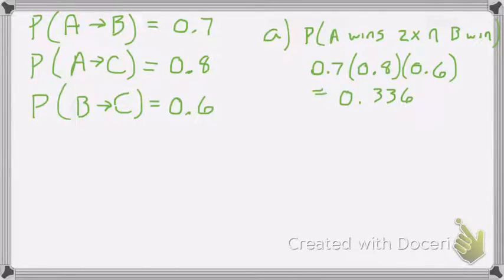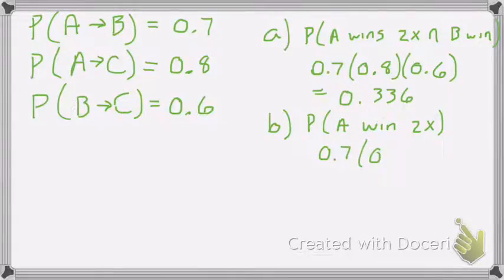When I look at question B, it wants to know the probability that A wins both of those matches. So basically simplifying a little bit because I no longer care what happens to B, so I just need the probability of A winning 2 times, which would be 0.7 times 0.8, which is going to give you an answer of 0.56. Do notice that when you add multiple conditions, your probability does decrease because it's more difficult or less likely to satisfy multiple conditions than a single condition.